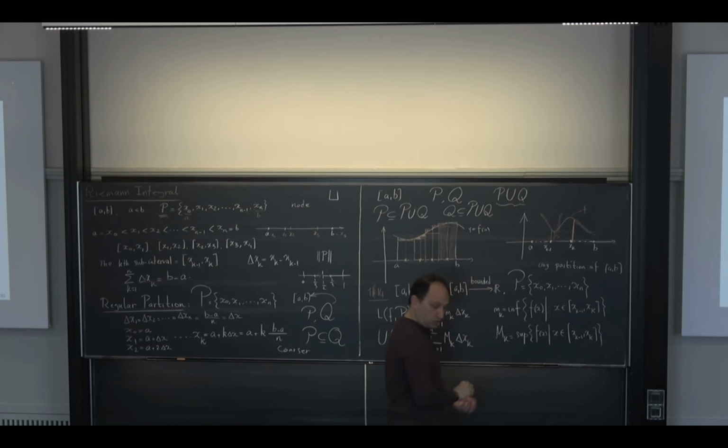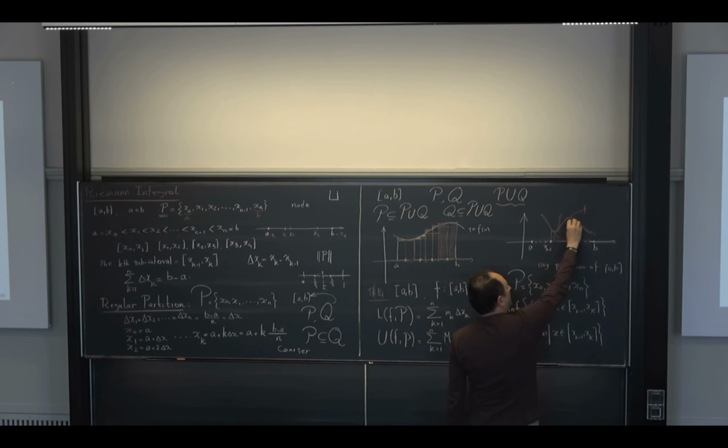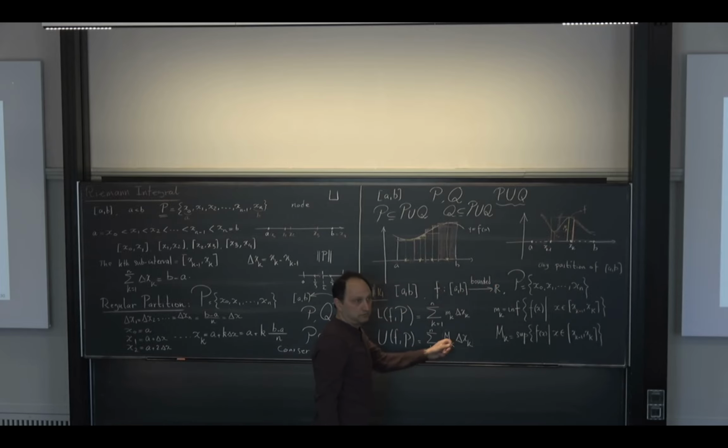So if I want to understand the meaning of this single term, I go to the kth one, so I find the maximum. In my picture it is the maximum. So this is Mk. And then if I complete this rectangle, the area of this rectangle, the yellow one, is this term. Is that clear?